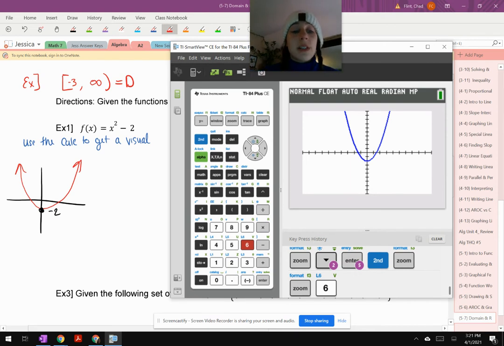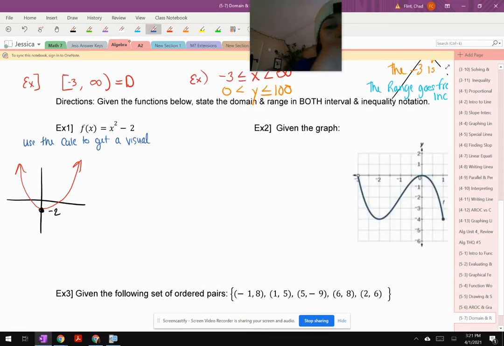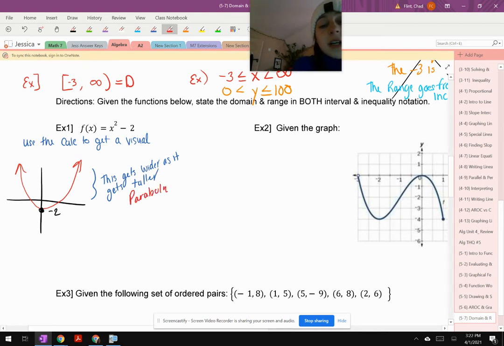The important thing about these, what these are actually called, parabolas, we'll get to that eventually, hopefully, is that they don't just keep going up, because if they did just keep going up, they would be vertical lines, which are not functions. So these things also get wider as they get taller. So I'm just going to make a note of that. This gets wider as it gets taller. It's called a fancy new word, parabola.